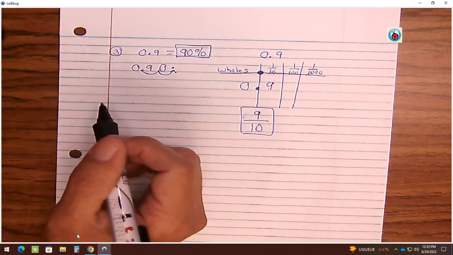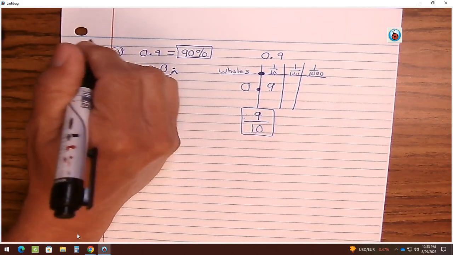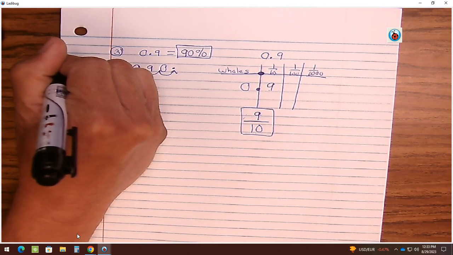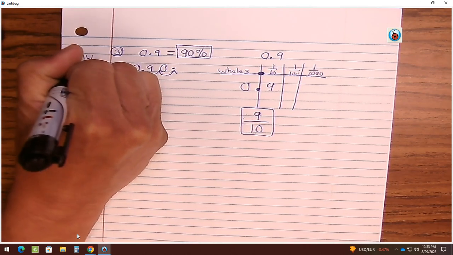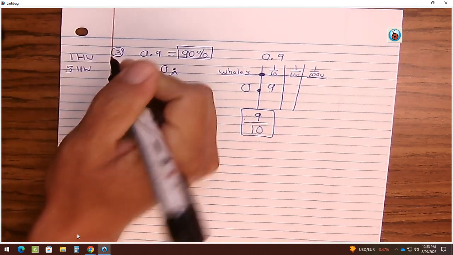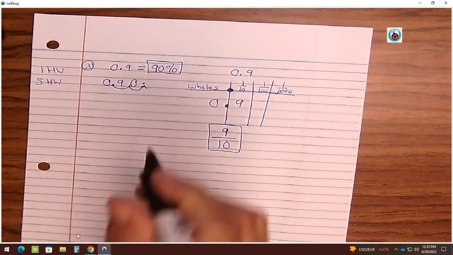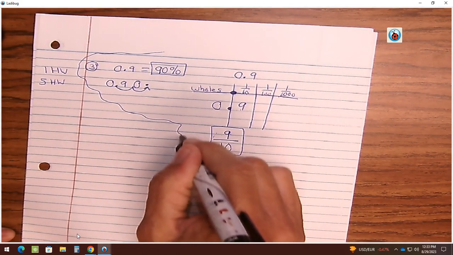So number 3 is the example. Number 1 is for homework. Number 1 will be for homework, and number 5 will be for homework. Okay? Once you're done with this one, you'll bubble it all in. So I'm done with number 3.